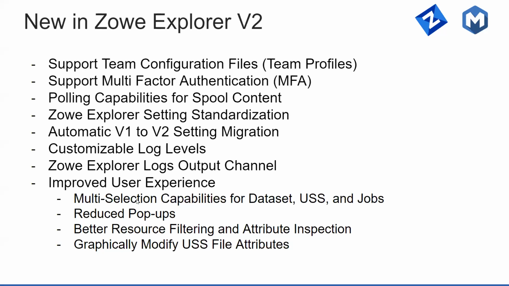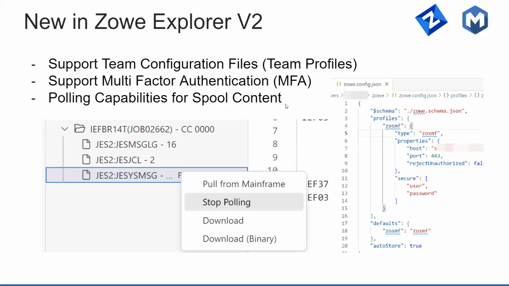Whether that is multiple selection, reduced number of pop-ups, notifications showing up at the bottom right, better filtering and better attribute inspection for dataset members, you name it. And of course, my favorite, graphically being able to modify USS file attributes. And as we go through, we're going to see each one of these items in the list in a short demo, right? To start with, though, team profiles, right?